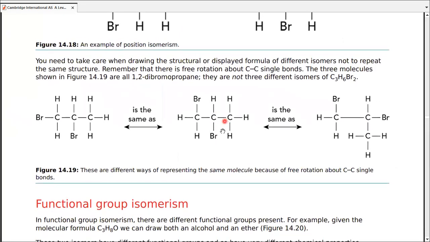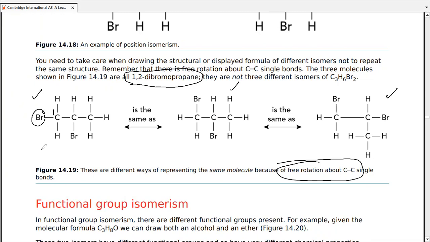Moving further. Now, in order to clarify, he gives a very good idea about how the structure can be manipulated, right? And these are all 1,2-dibromopropane. This one is 1,2-dibromopropane. This one is 1,2-dibromopropane. The idea behind it is free rotation of carbon-carbon single bonds. Free rotation means that if some students write Br over here for the first carbon atom, and another student instead writes H over here and Br over here, this would be taken as the same thing, as correct. A third student writes H over here and Br over here, he or she would also be correct.